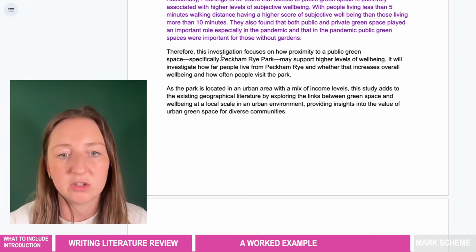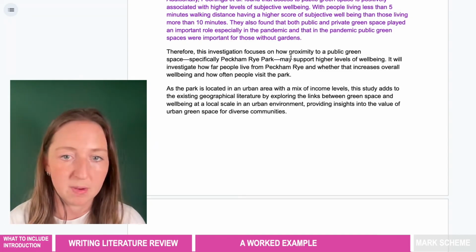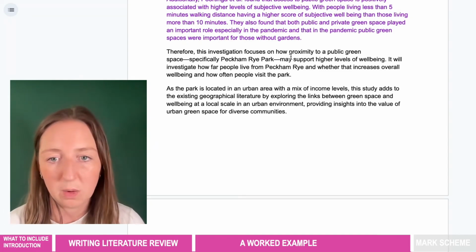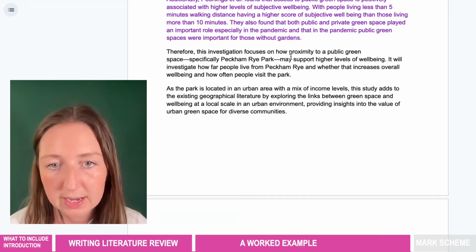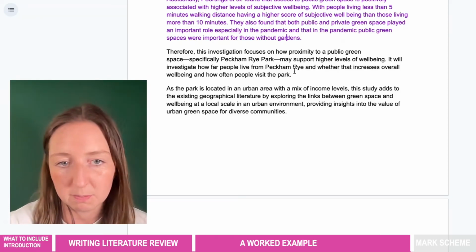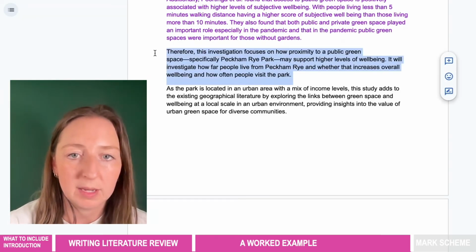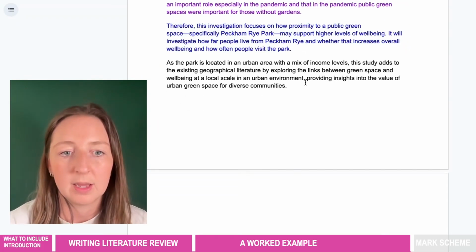Therefore, this investigation focuses on how proximity to a public green space, specifically Peckham Rye Park, may support higher levels of well-being. It will investigate how far people live from Peckham Rye and whether that increases overall well-being and how often people visit the park. So I'm now linking my literature back to my own study.